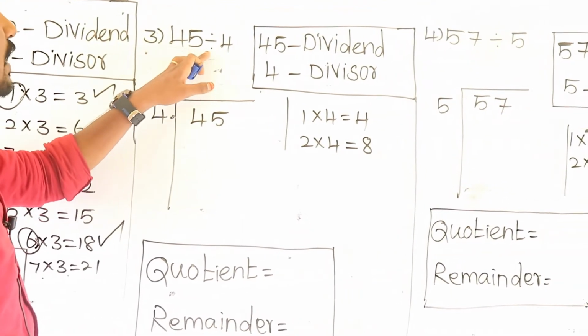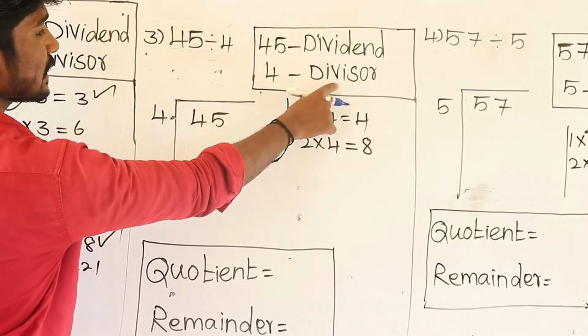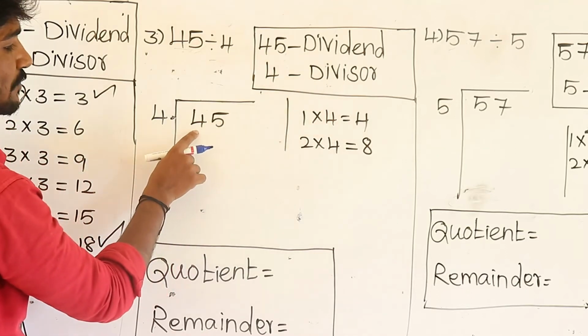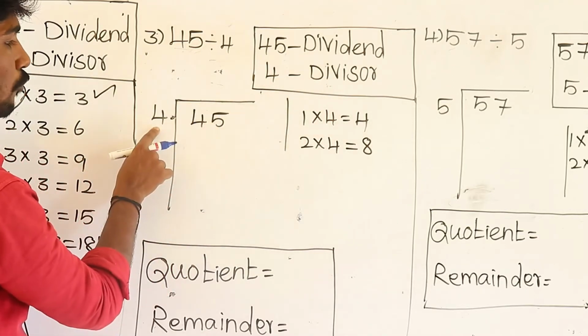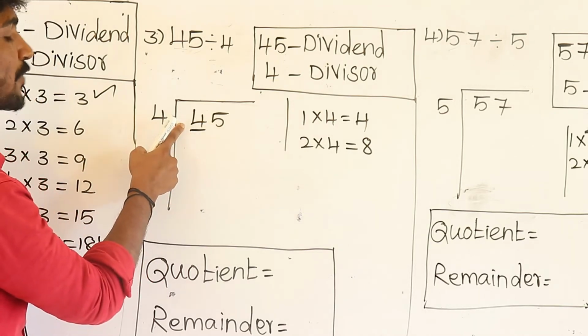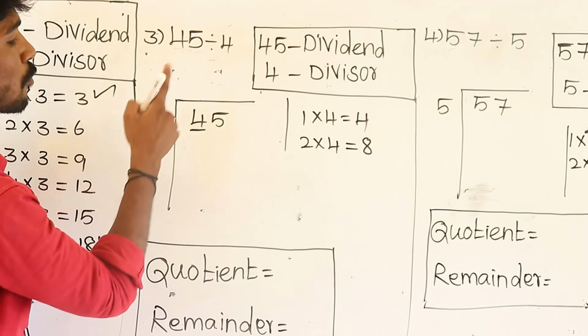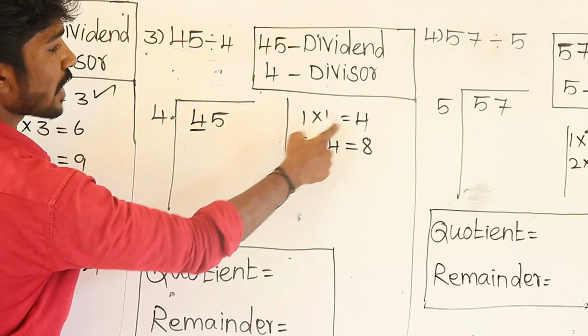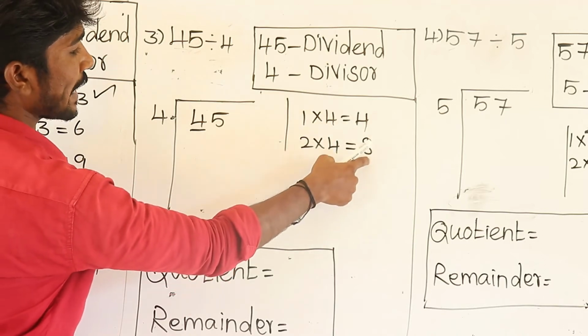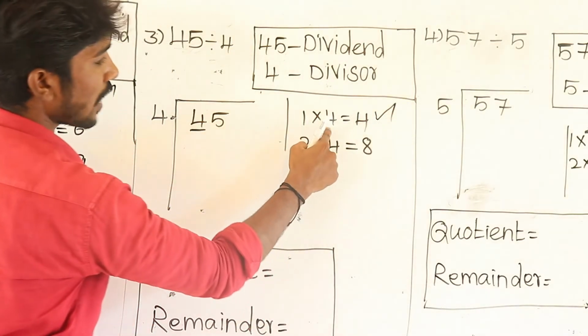Then next, the third sum: 45 divide 4. Here 45 is the dividend value, and 4 is the divisor value. So write like this: 45 divide 4. First I will select the first number. The first number is 4. So 4 is the dividend value, and here 4 is the divisor. So how many 4s are 4? 1 4s are 4, 2 4s are 8. But here the dividend value is 4. So this one is possible, 1 4s are 4.